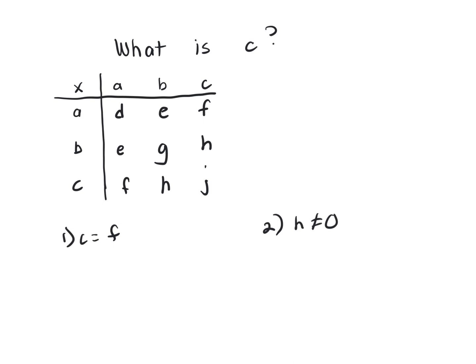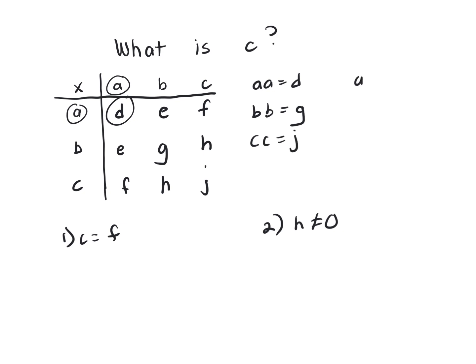We're trying to figure out the value of C, and based on the grid, we know that A times A equals D. And we know that B times B equals G, and C times C equals J. I'm not sure if that's even needed.